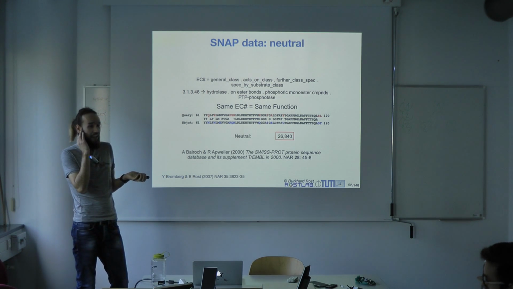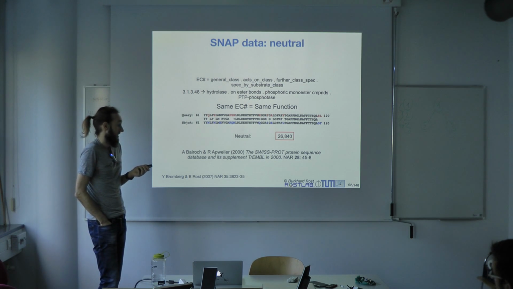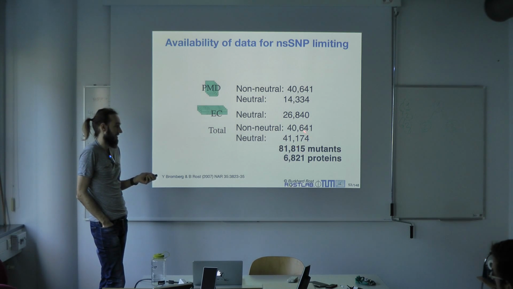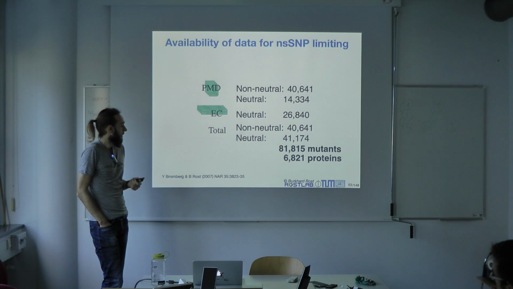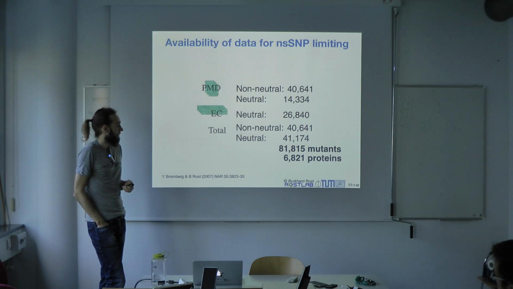And by doing this hack, they get 25k additional neutral variants. They were then added to the whole set, and that actually balances it out pretty well. So now we have 40k of both, essentially, using the PMD and the neutral ones from EC we just created.